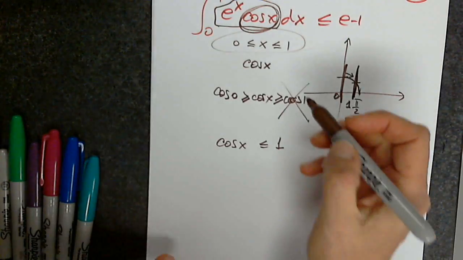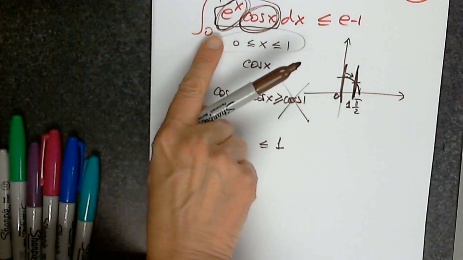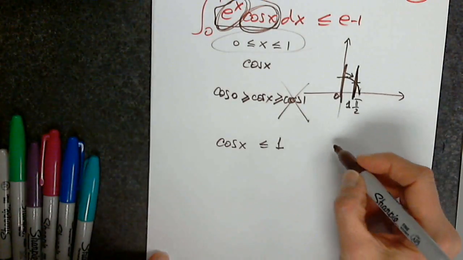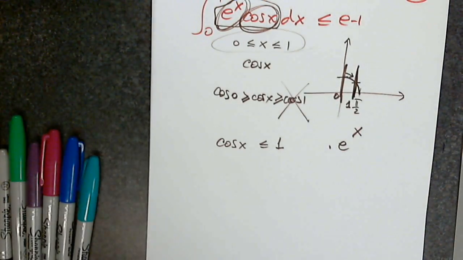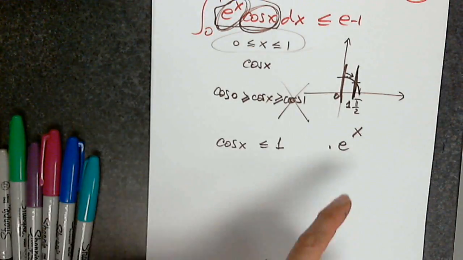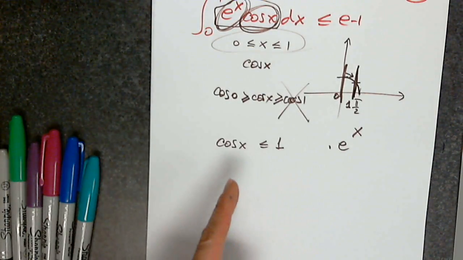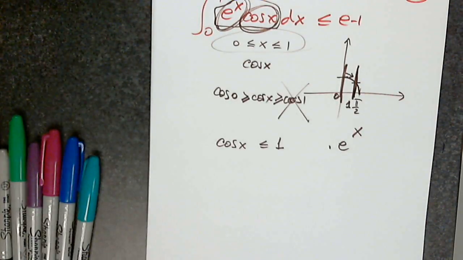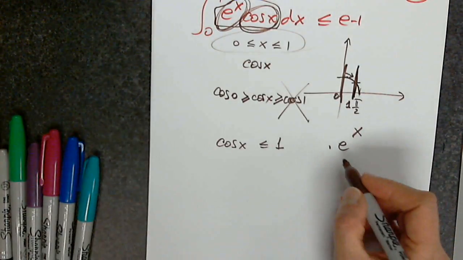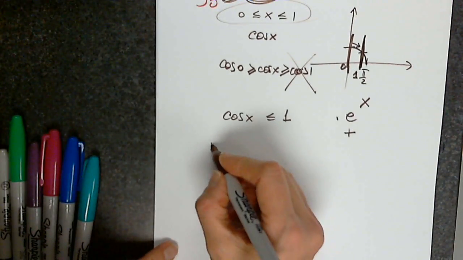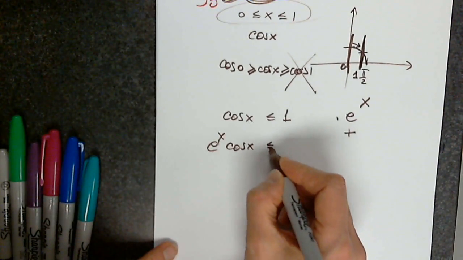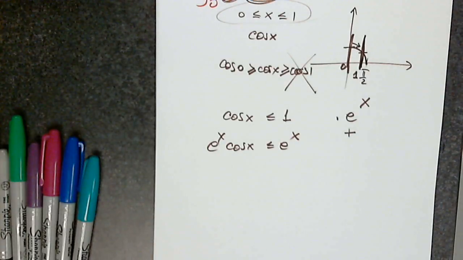Now I am going to continue creating the function. So I have to multiply both sides by e to the x. But I have to think, is e to the x a positive number on 0, 1? It turns out that it's positive everywhere. If it could be positive or negative, I wouldn't know when to switch the inequality symbol. But this is always positive, so I'm safe. So this is e to the x times cosine x less than or equal to e to the x. Okay, I built this function now.